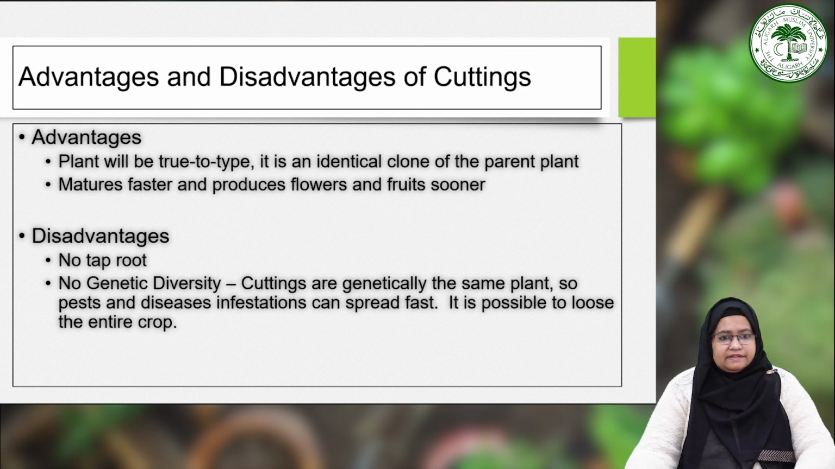Here are some advantages and disadvantages of cuttings. Advantages are that the plant will be true to type. It is an identical clone of the parent plant, matures faster and produces flowers and fruits sooner. The disadvantages are that there will be no taproot and no genetic diversity. Cuttings are genetically the same plant, so pest and disease infestation can spread fast. It's possible to lose the entire crop if they are grown by the method of cutting.